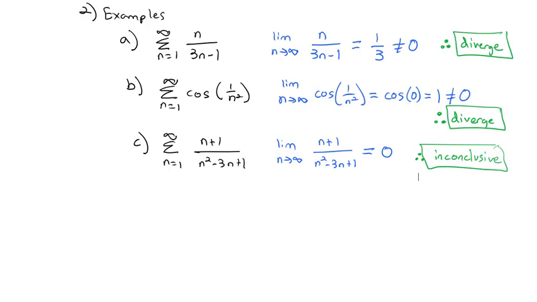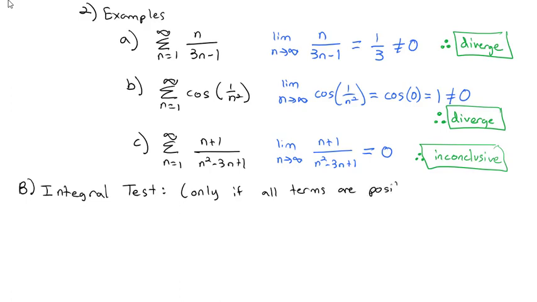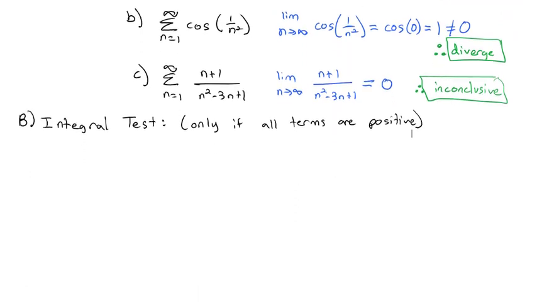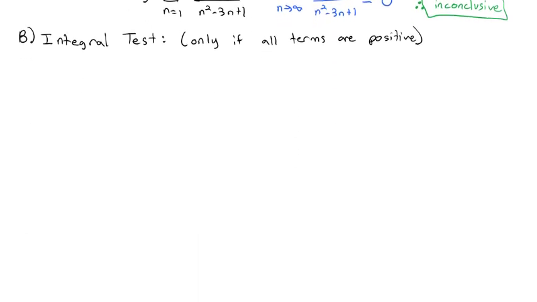So we have another option to test, and this is what is called the integral test. By the way, the integral test only works if all the terms are positive. If we have negative terms, the integral test will not work. So alternating series don't work. Even if there's one term that's negative, the integral test won't work.